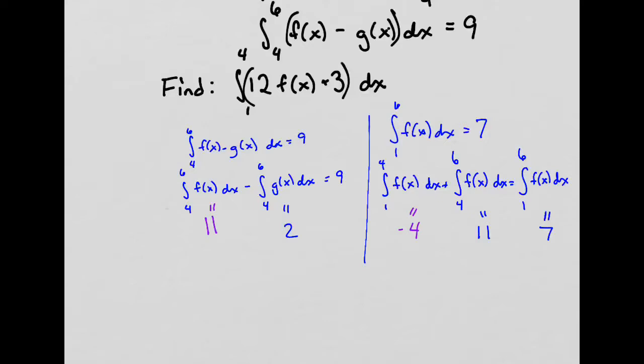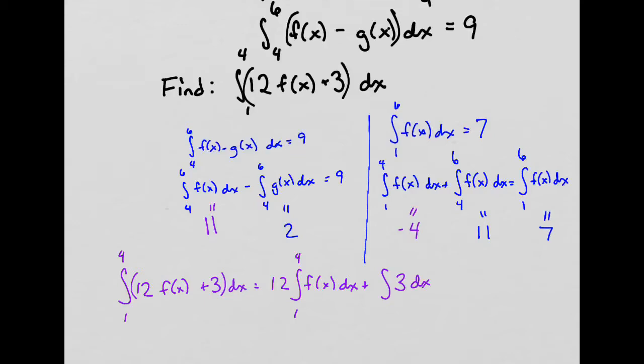-4. And so the last thing we need to do is just put this together into our original. So we've got the definite integral from 1 to 4 of 12 f of x plus 3 dx. And we can split this up so we can pull out that 12: 12 times the integral from 1 to 4 of f of x dx, plus the integral of 3 dx.